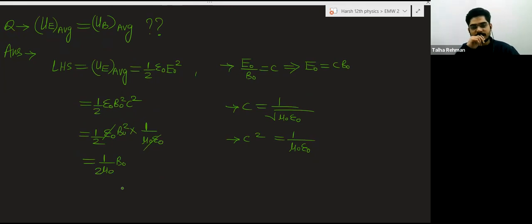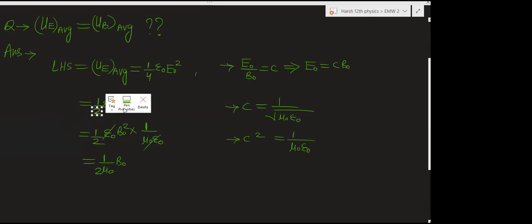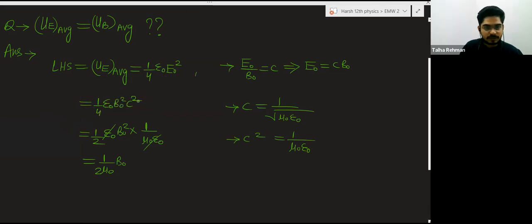What is happening here? Actually, here will be 1 by 4. The average energy density for the electric field is 1 by 4. That is why the answer was not correct. Here it is 1 by 4, so here also it is 1 by 4. So finally, here also you will have 1 by 4 of B naught square.